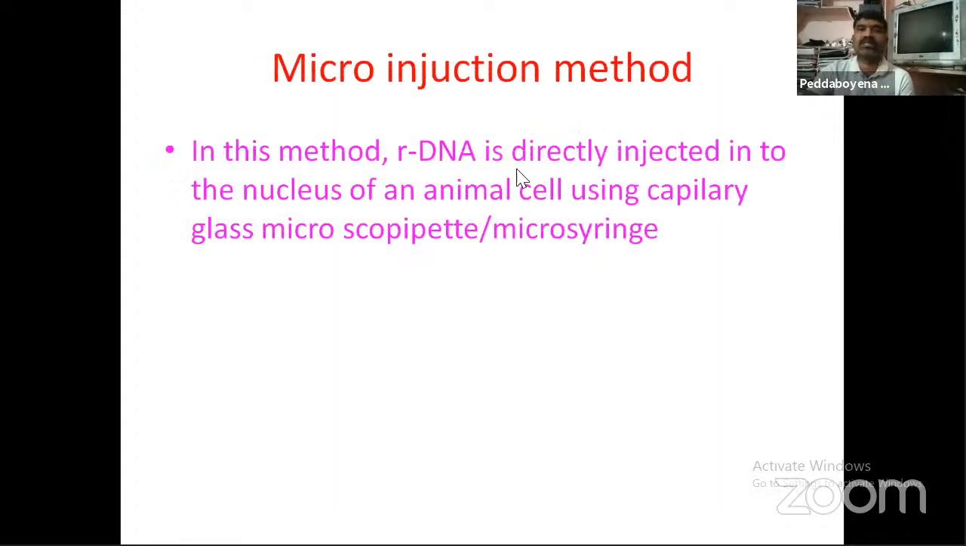In this method, rDNA is directly injected into the nucleus of an animal cell using a capillary glass microscopic pipette. Microsyringe method is also what this is called. We directly use an injection-like method to insert into the nucleus, so that's why it is called microsyringe.